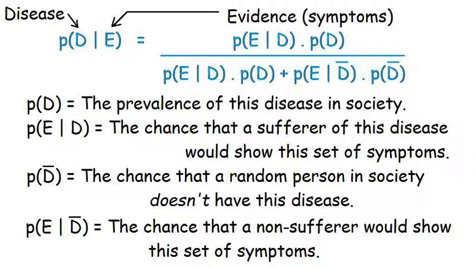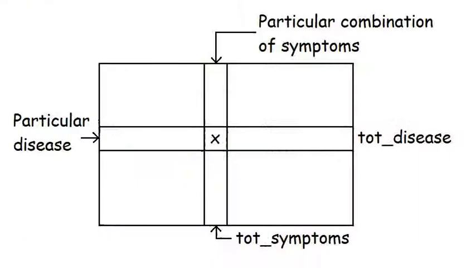P of not D is the chance of any person chosen at random not having the disease. It's the vast majority of people in the population who are non-sufferers. P of E given not D is the probability that any non-sufferer of the disease would show the current symptoms. After all, it is possible that people could have the staggers and or the shakes and or the sniffles without having the disease that we're considering. It includes all the people with one or other of the other 2 diseases, but not D simply means not this particular disease. These probabilities can be calculated from the figures in that table.